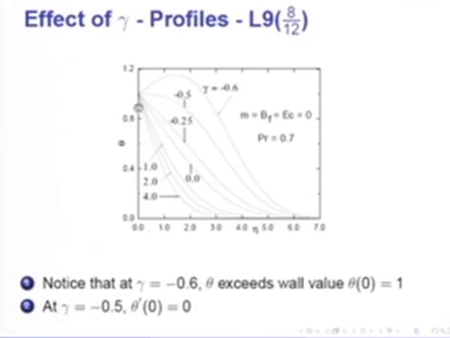At gamma equal to minus 0.5, you can see very clearly the 0 gradient. And for gamma equal to minus 0.6, the value of theta at this point has exceeded the value at the wall, which was 1. So, our temperature solution does indeed confirm what we anticipated.